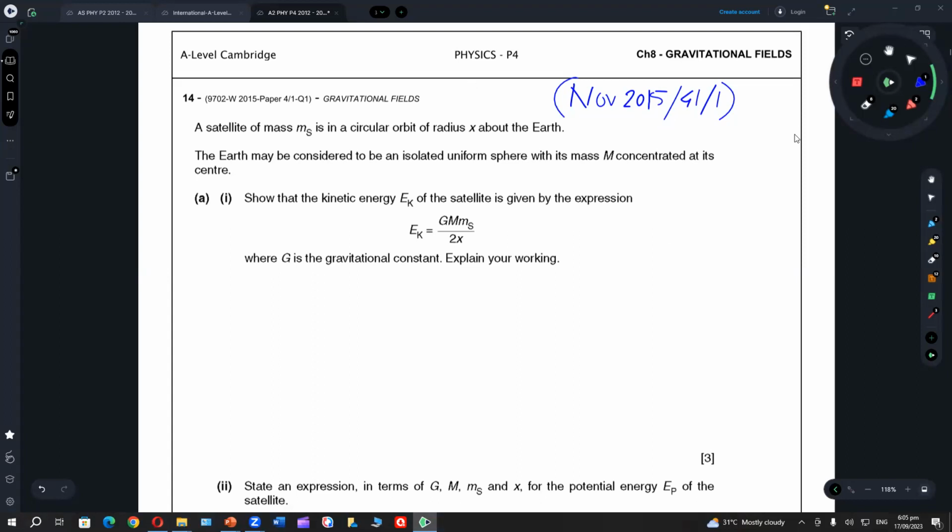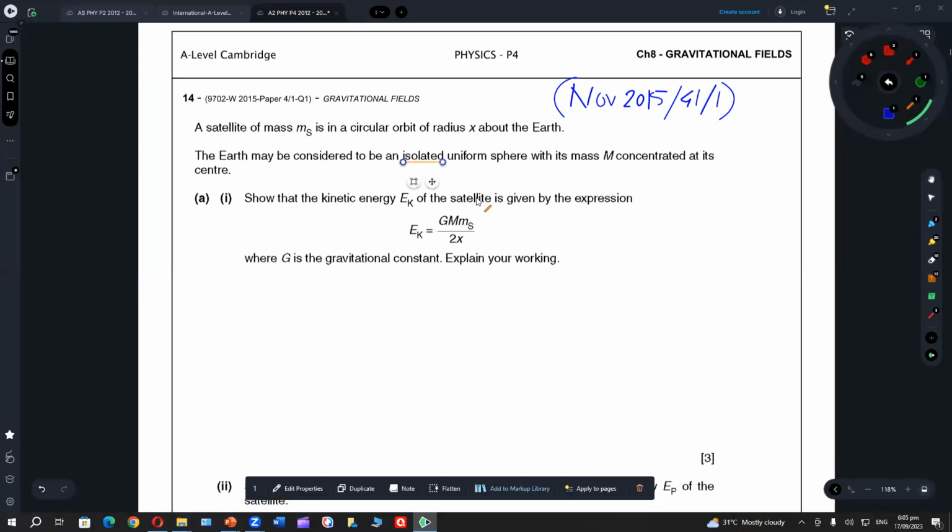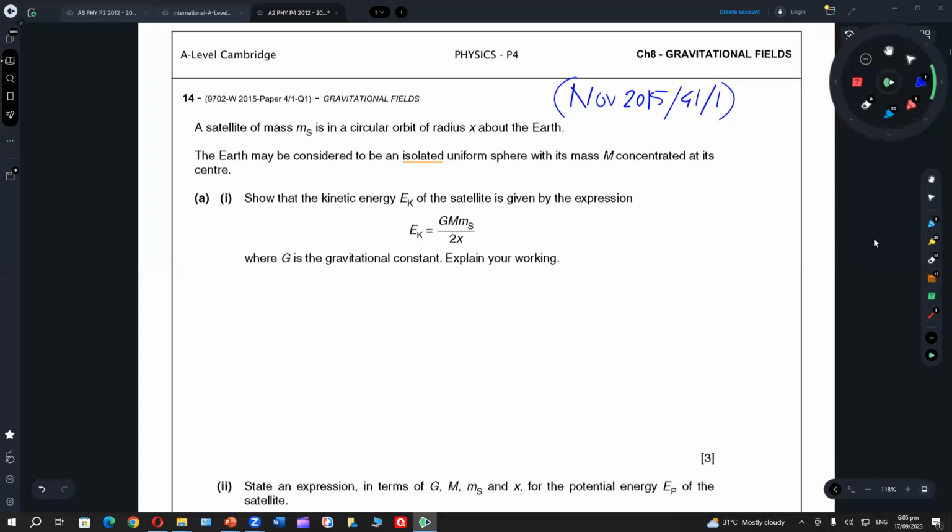isolated uniform mass. This is their favorite language. And I always tell in my theory classes that A2 chemistry, A2 physics is very formal. And these are the two assumptions: one is the point mass and second is the isolated mass. Show that kinetic energy of the satellite is given by this expression, and G is the gravitational constant.